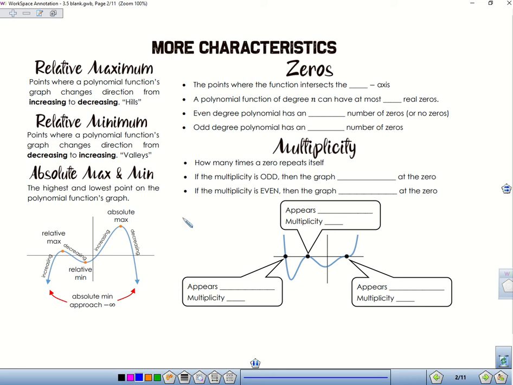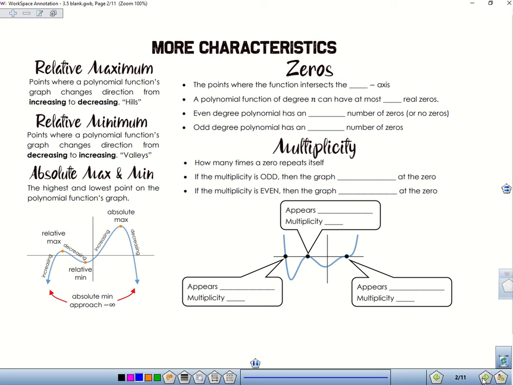Now, there are times when you don't have an absolute max or an absolute min, and sometimes you're going to have both. That happens when your function is going strictly in one direction. So if it keeps going down forever, for example, we don't have an absolute minimum, because it never reaches a minimum; it just keeps going down forever. The same could be said for a maximum as well. Sometimes you'll have neither an absolute max nor min.